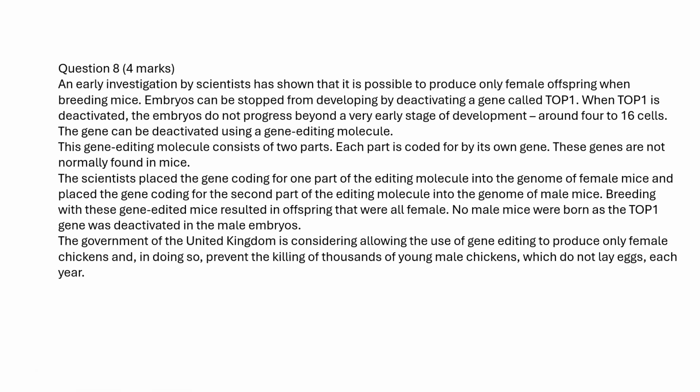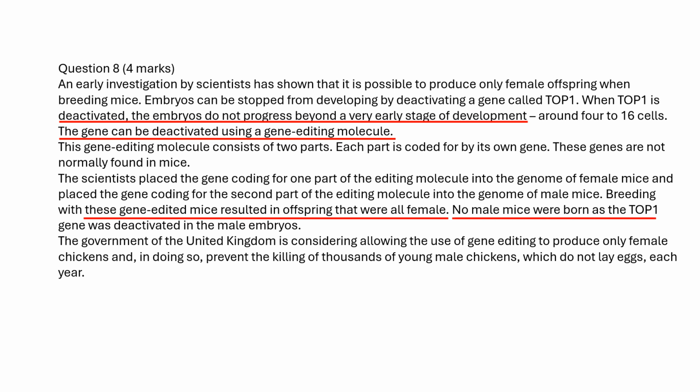The TOP1 gene controls the development of embryos. When TOP1 is deactivated, the embryos stop at a very early stage of development. The gene can be deactivated using a gene editing molecule. Breeding with these gene-edited mice resulted in offspring that were all female. No male mice were born as the TOP1 gene was deactivated in the male embryos. The government is considering allowing the TOP1 gene editing to produce only female chickens and prevent the killing of male chickens.